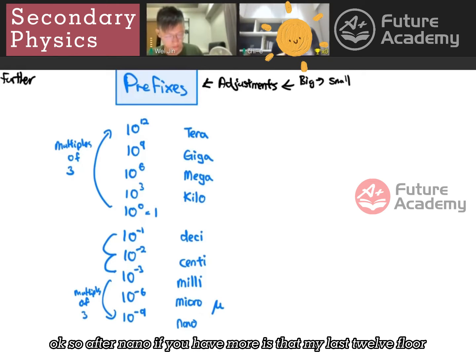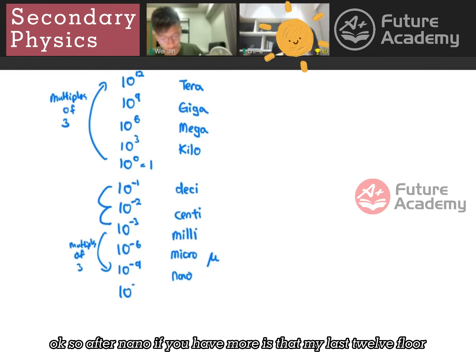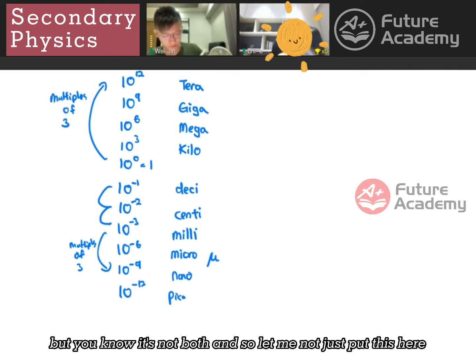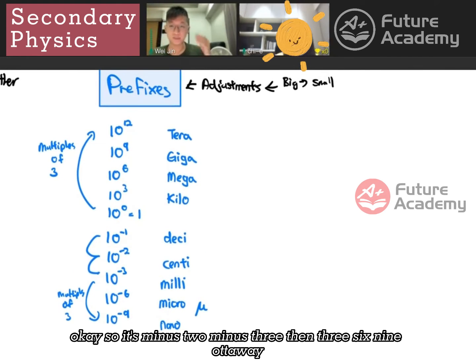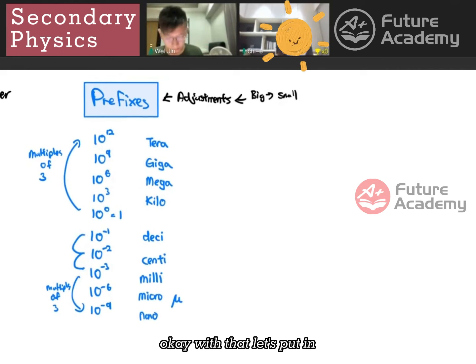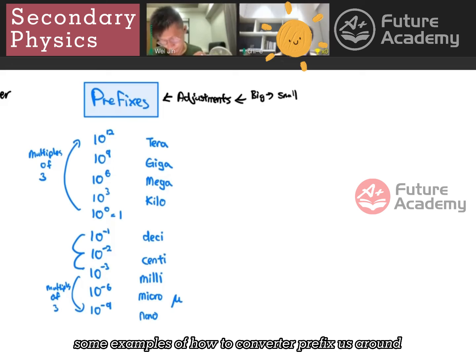After nano, if you have more, it's at -12. This is called pico, but it's not important, so let me not put this here. So it's -1, -2, -3, then 3, 6, 9, then all the way. With that, let's put in some examples of how to convert the prefixes around.